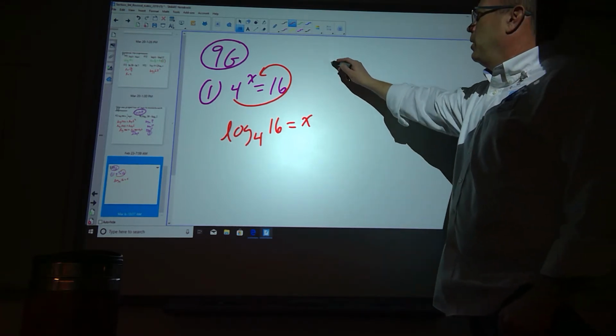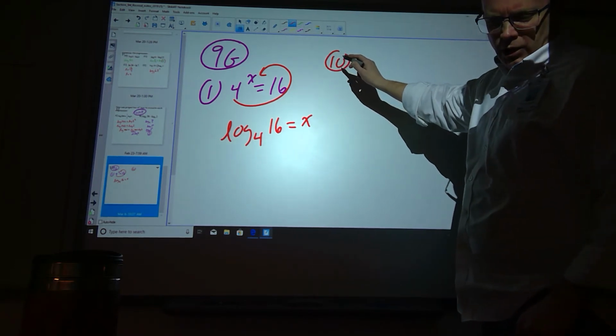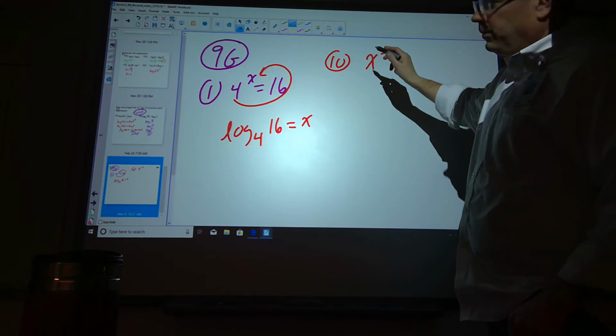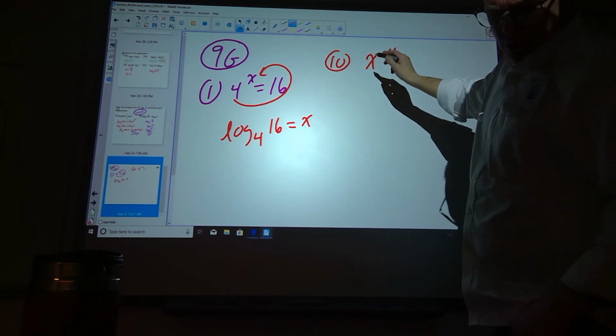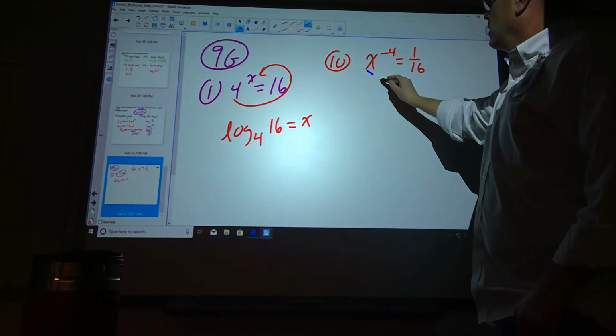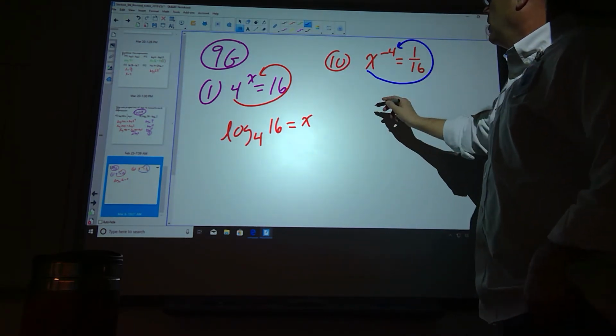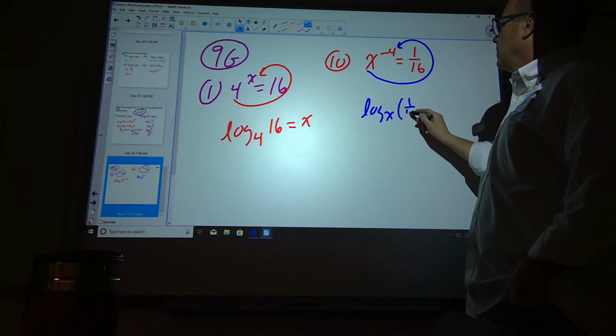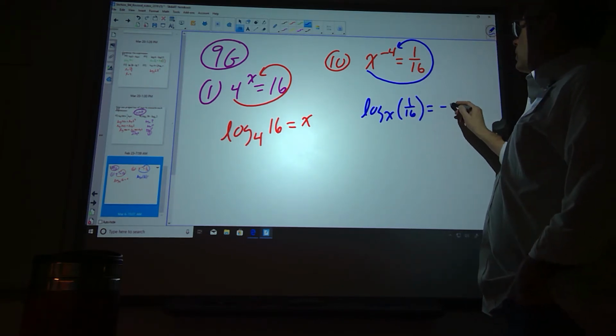Number 10 might be a question because it's a fraction. So we have x to the negative 4 equals 1 over 16. So I'm going to start here, and I'm going to shell it around. So log base x of 1/16 is equal to negative 4.